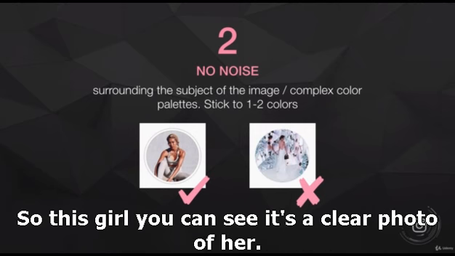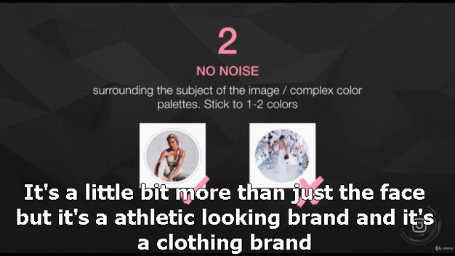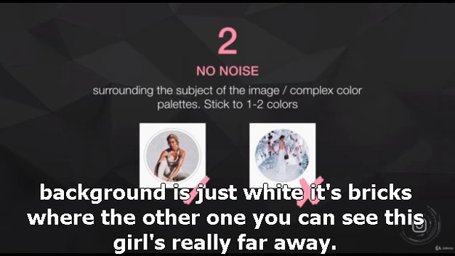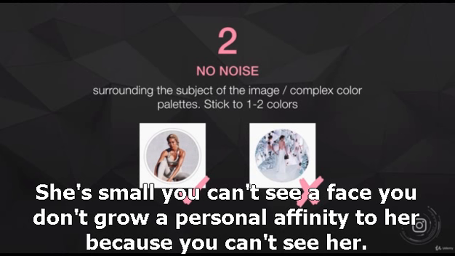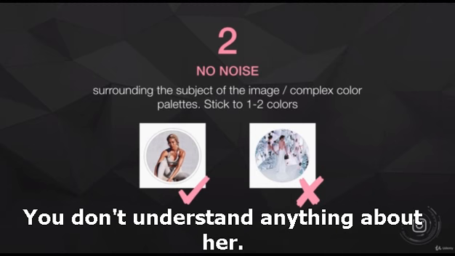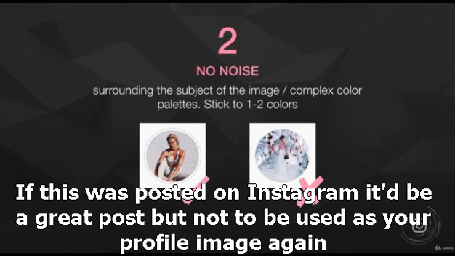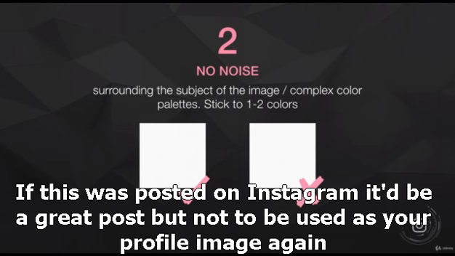So this girl, you can see it's a clear photo of her. It's a little bit more than just the face, but it's an athletic looking brand, and it's a clothing brand, so you can do that, although I do think she'd be better off being a lot closer to the actual camera. And you can see the background is just white, it's bricks. Where the other one, you can see this girl's really far away, it's her full body. She's small, you can't see her face, you don't grow a personal affinity to her because you can't see her, you don't understand anything about her. There's lots of refractions of light and mirrors and different angles, which is just more confusing. If this was posted on Instagram, it'd be a great post, but not to be used as your profile image.